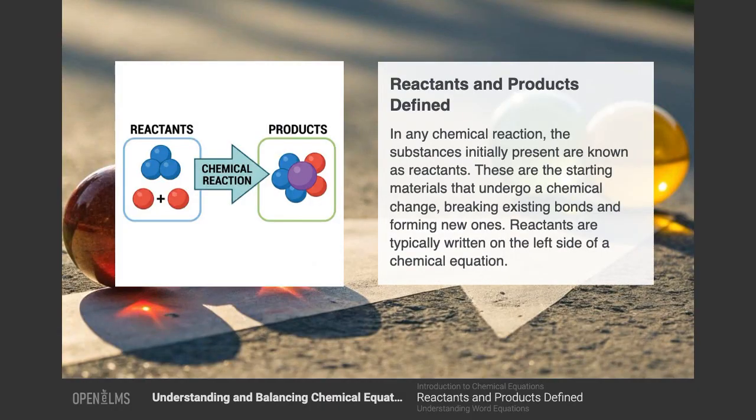Reactants and products defined. In any chemical reaction, the substances initially present are known as reactants. These are the starting materials that undergo a chemical change, breaking existing bonds and forming new ones. Reactants are typically written on the left side of a chemical equation.